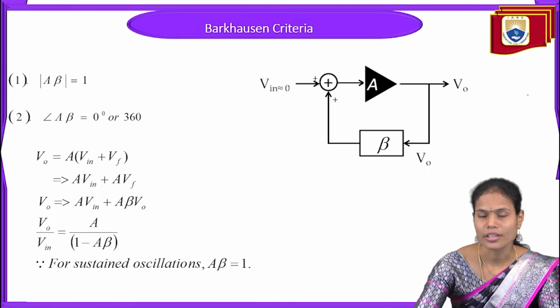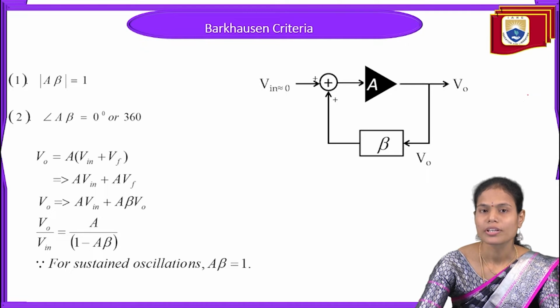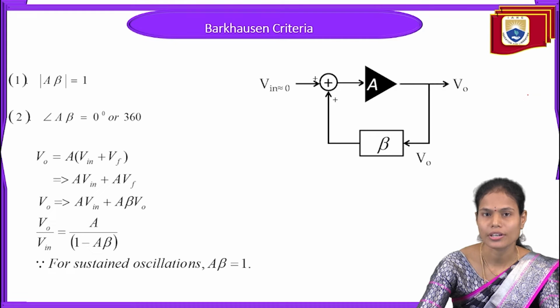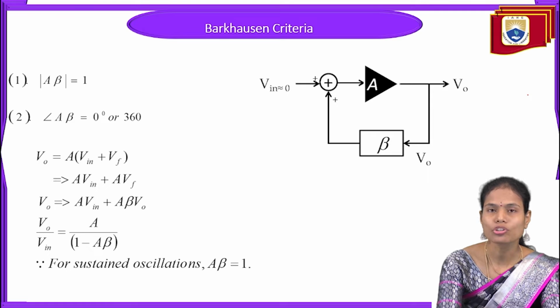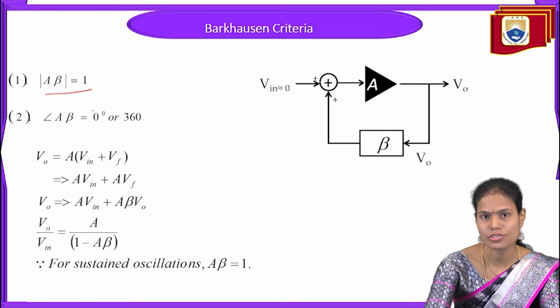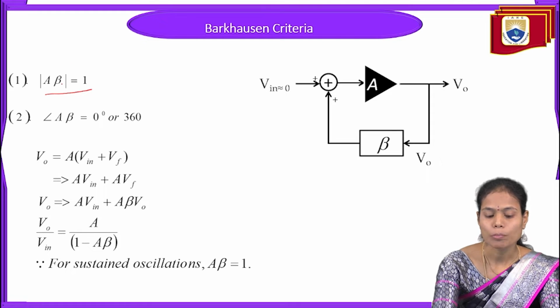So in order to design any oscillator circuit, we have one criterion, that is the Barkhausen criterion. Barkhausen is a scientist who gave two conditions to design any oscillator circuit. The magnitude of the open loop gain must always be equal to 1 for any oscillator circuit. In the open loop gain, we are considering both the gain of the amplifier circuit as well as the feedback ratio of the feedback network. The multiplication of that gain and the feedback ratio is the open loop gain.